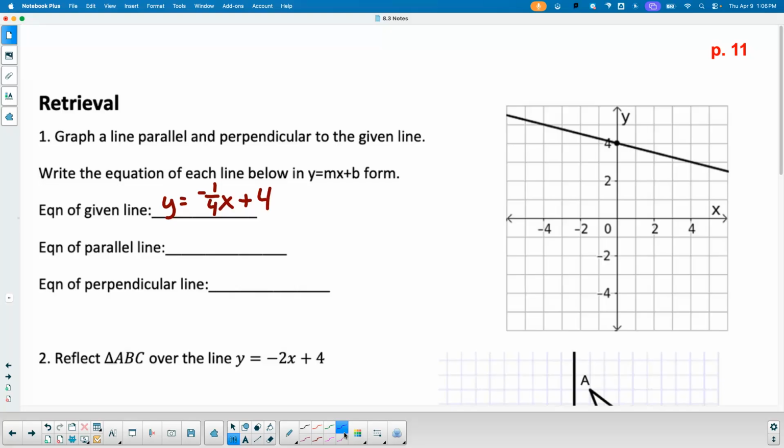Go. So for a parallel, the equation of your parallel line should be y equals negative 1/4 x plus something. And that something can be whatever it is you want it to be. Right? But anything but 4. Yep, exactly. Okay? Your equation of the perpendicular line should be y equals 4x plus something. And that something can be, again, whatever you want it to be. This time, including 4. Okay? With me on those two. Okay?